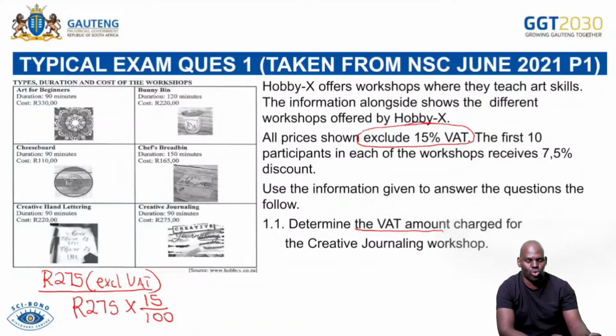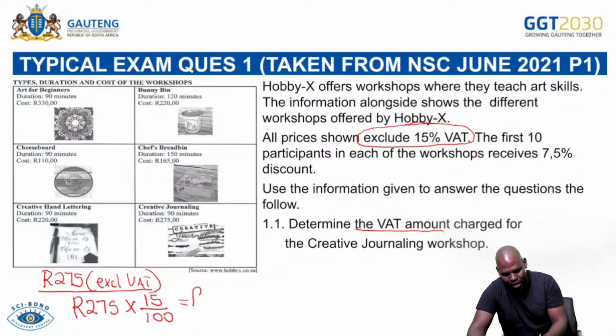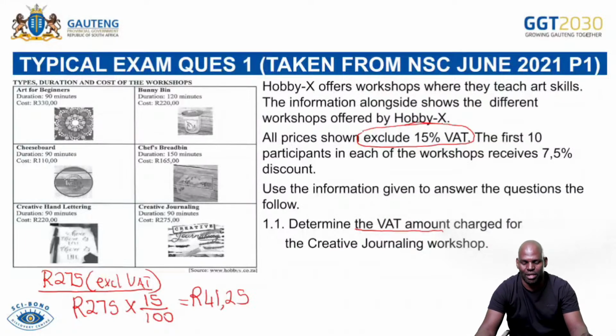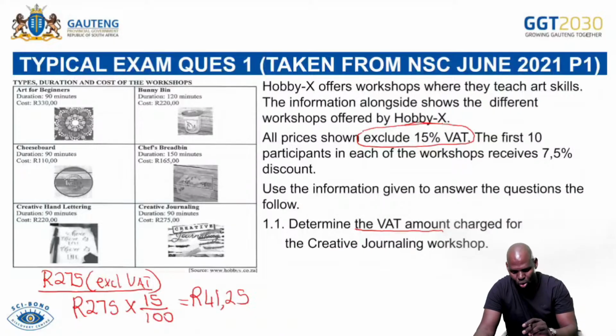Now if you take your calculator and say 275 multiplied by 15 divided by 100, I'm getting 41.25. So this is equal to 41 rand and 25 cents. Simple as that. What you needed to understand in this case is that the amount given is actually excluding VAT, so you only needed to calculate the VAT amount.